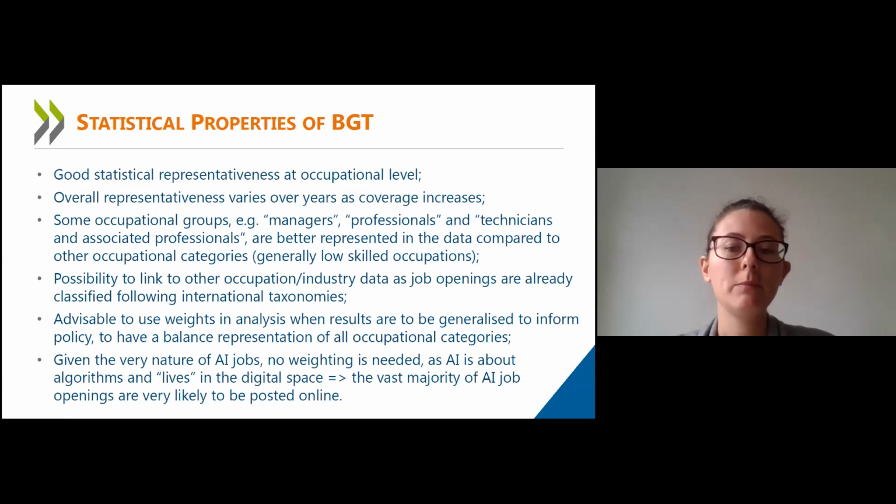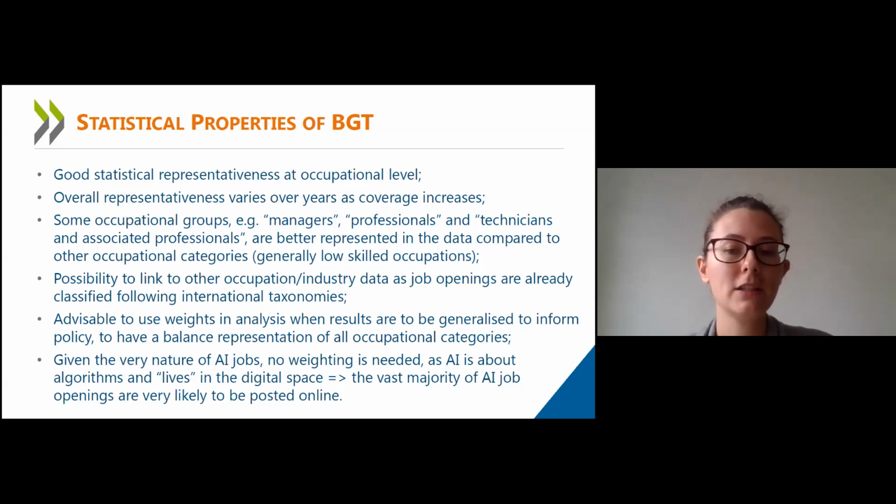Thank you. So let me show you the highlights of the representativeness study. The main verdict is basically that the statistical representativeness at the occupation level is good, but it does vary over time. And this is also because the coverage of the data has increased over time, and it does vary by occupation. So some of the occupational groups, in particular managers and professionals, for example, are much better represented in the data compared to some of the other occupational groups. And this other group was mainly focused around the low-skilled occupations, so workers in agriculture, forestry, fishery, and so on.